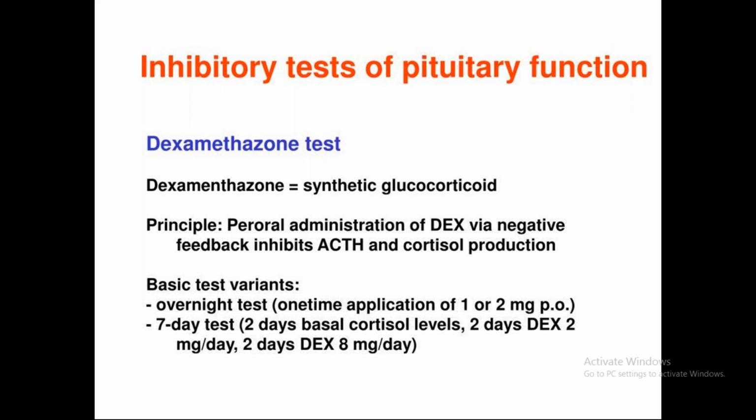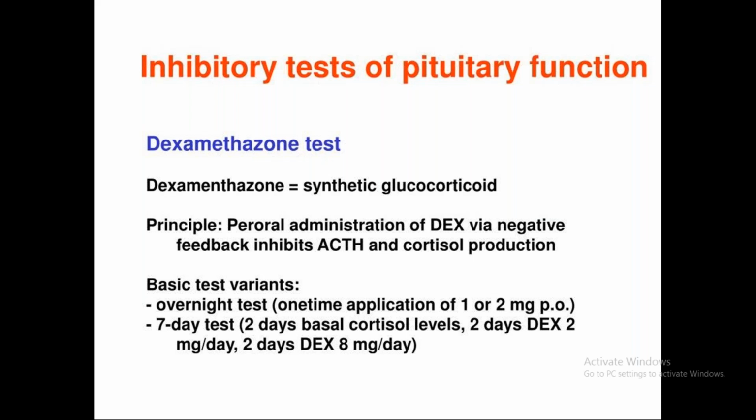So this is the dexamethasone suppression test. Dexamethasone is a synthetic glucocorticoid, given here as about 2 milligrams in an oral capsule. This is one kind of synthetic glucocorticoid, given by peroral administration.